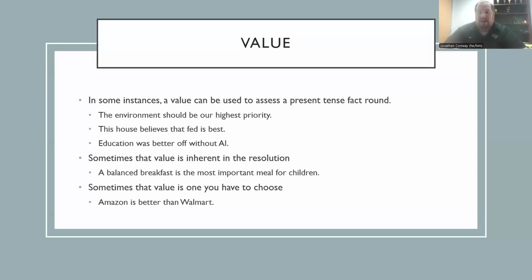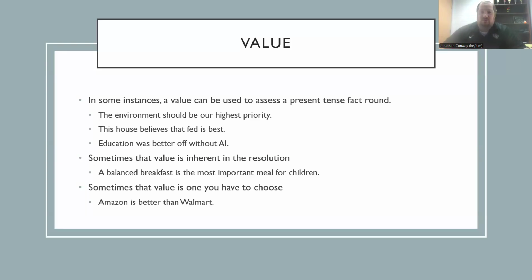Education was better off without AI. Really good example of using a value because this is clearly going to be about education. Was pre-AI or post-AI better, right? And so through the value of education, right? Has AI helped education or hurt education? Sometimes that value is inherent in the resolution. A balanced breakfast is the most important meal for children, but that's clearly a health direction, similar to the fed is best one, or education being inherent in the resolution.